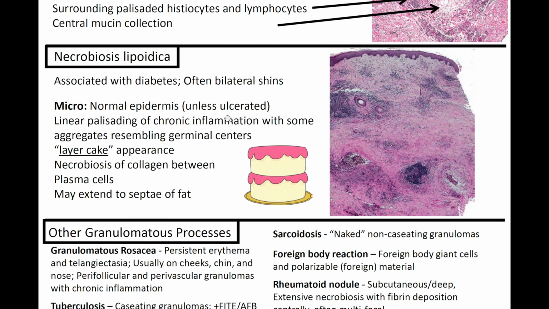Other granulomatous processes to be aware of, so you have granulomatous rosacea. You're going to have persistent erythema and telangiectasia, usually on the cheeks, chin, and nose. Perifollicular and perivascular granulomas with chronic inflammation. Tuberculosis, of course, can cause a caseating granuloma. Again, that's going to be positive for PAS and AFB.